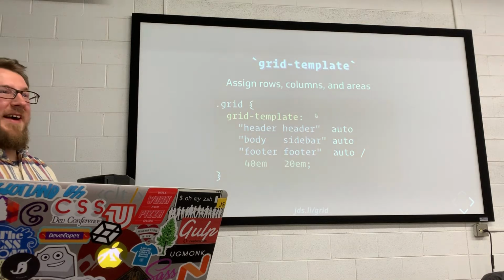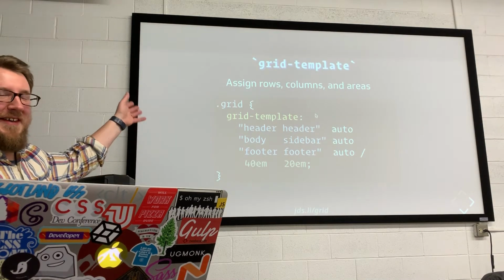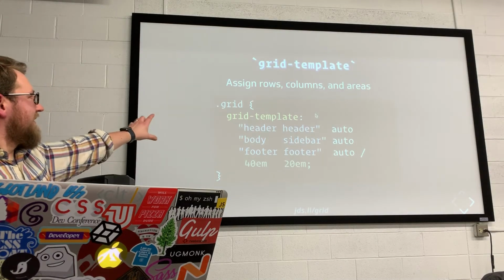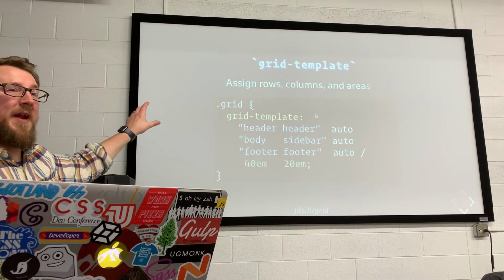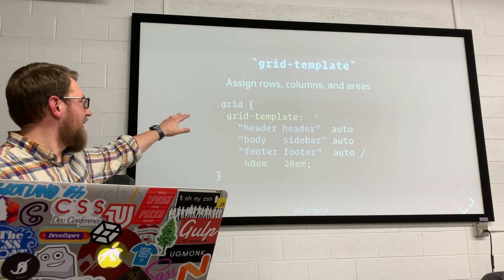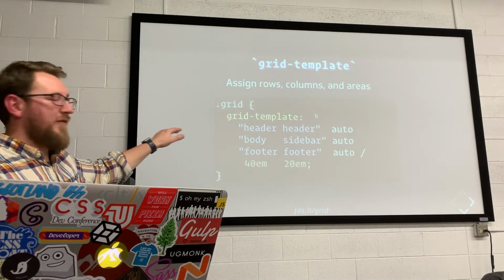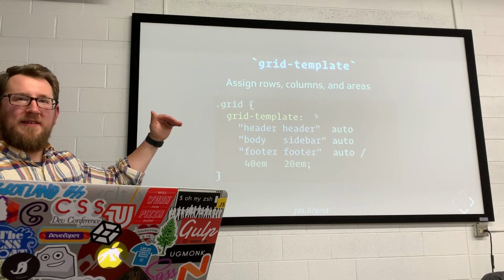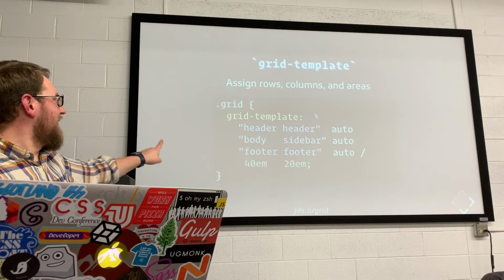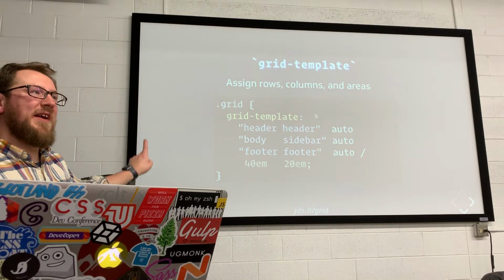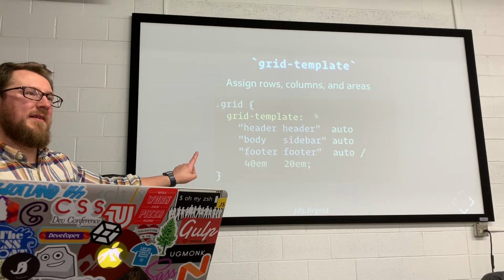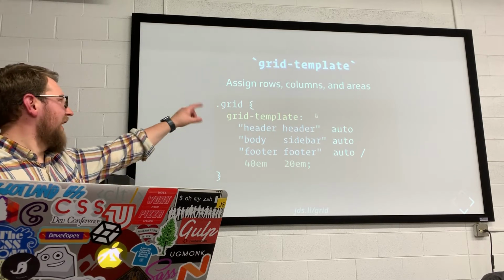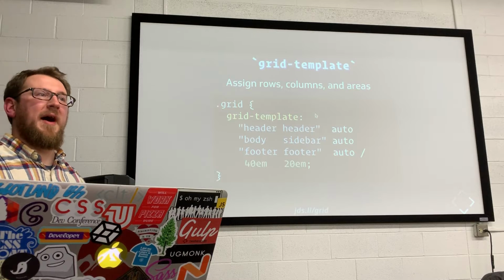So it looks like this is an entire grid declaration, except for display grid, but we all assume that was there. So again, it's the same set of strings in the middle for our template area names. The same names, header, header, body, then sidebar, footer, footer. The auto at the end of each line gives that row a height. And then the 40 M's and the 20 M's at the bottom give each column a width. And that slash is important. That just separates between your names and row measurements and then your column measurements at the bottom.